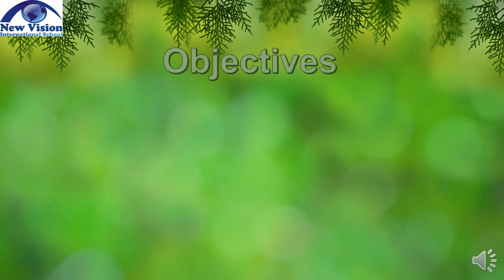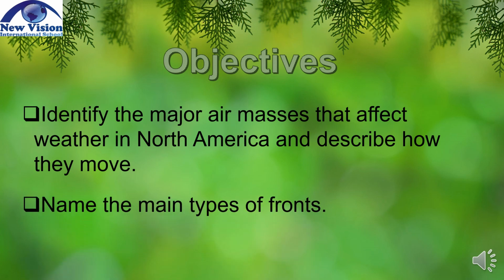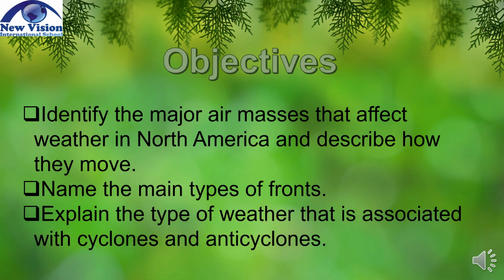Our objectives for these lessons are, first, identify the major air masses that affect weather in North America and describe how they move. Next, name the main types of fronts. Number 3, explain the type of weather that is associated with cyclones and anticyclones. Okay, next.